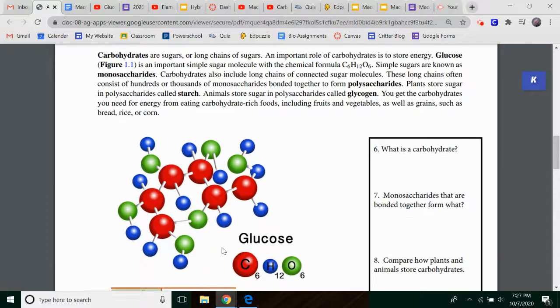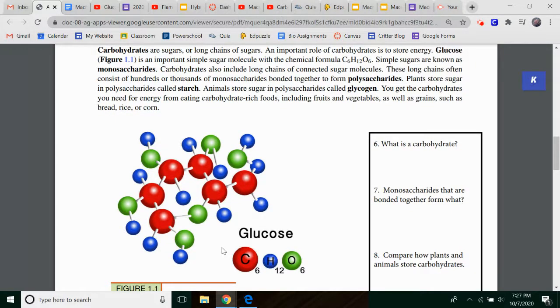Carbohydrates. Carbohydrates are sugars or long chains of sugars. An important role of carbohydrates is to store energy. Glucose, which is in figure 1.1 down below, is an important simple sugar molecule with the chemical formula C6H12O6. Simple sugars are known as monosaccharides.